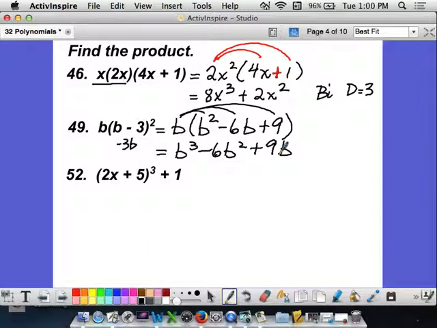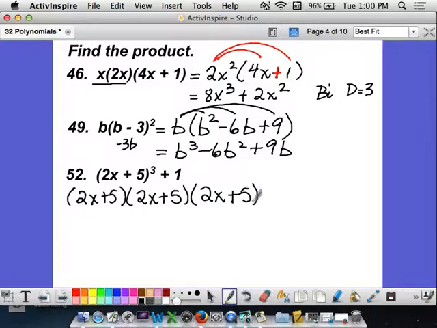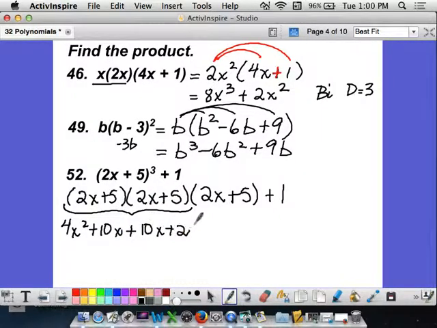Last but not least, this is a sum of cubes that we could factor. But in this case, it's really one of those things that if you want to multiply this out and find the product, you're going to be doing this. 2x plus 5 times 2x plus 5. There's 3 of them. Times 2x plus 5 plus 1. If you're real quick and you see this, you can square double square those two. If you can't, you're just going to have to multiply them out. 4x squared plus 10x. Then 10x plus 25. Now that's that right there.